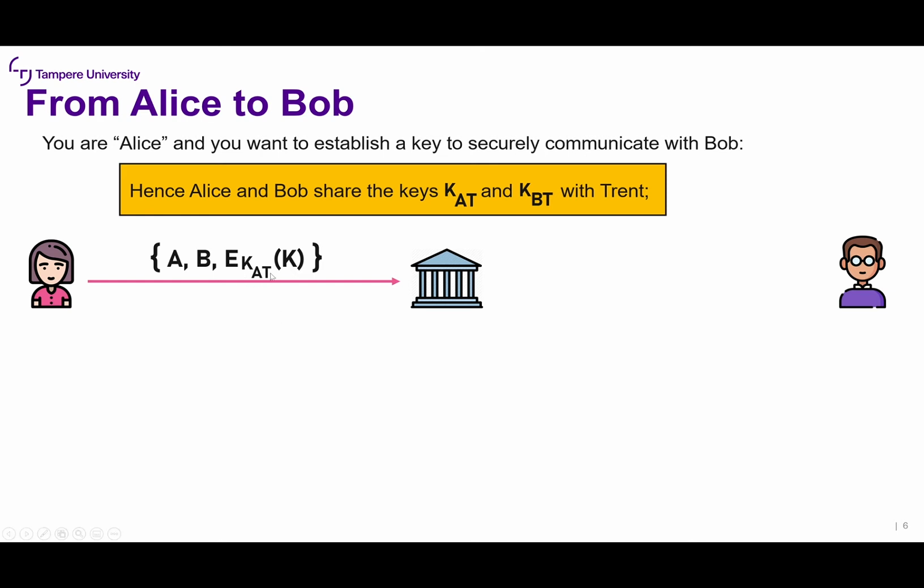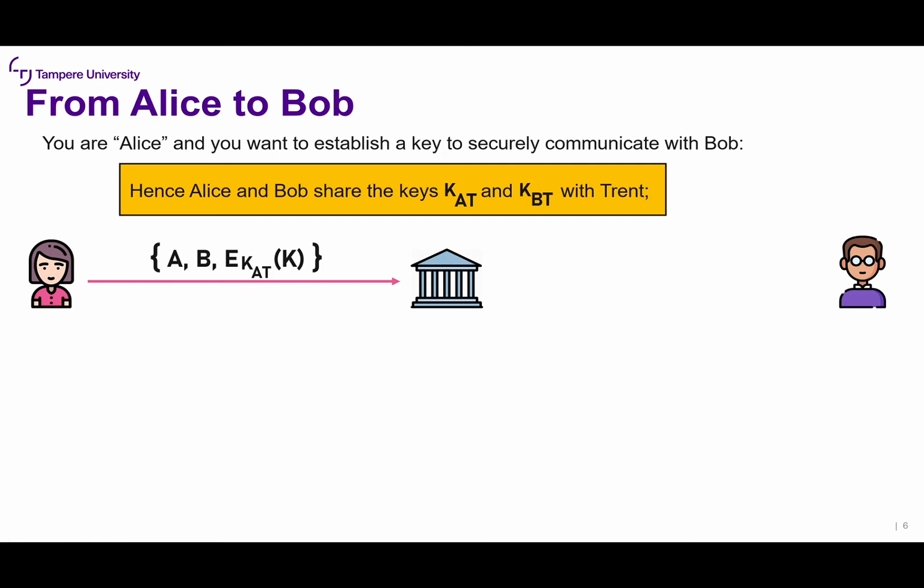Keep in mind that this key is encrypted with KAT, the key that Alice is sharing with Trent. So Eve, who is looking at the exchanged messages, can see A and B, so she knows that Alice wants to communicate with Bob, but she cannot tell anything about the secret information that Alice is going to send to Bob, which is our session key K. She can't tell anything about that K because she doesn't have access to KAT, right? Good.